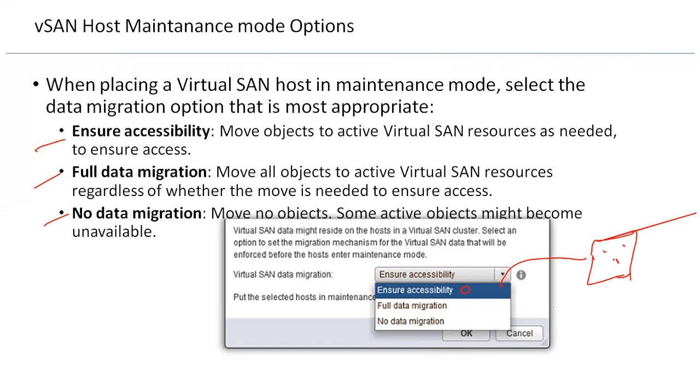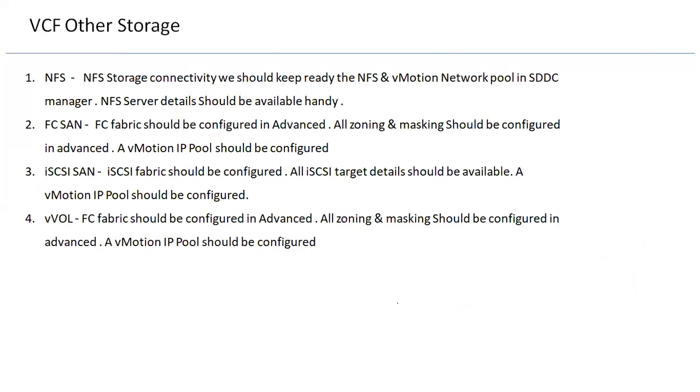Full data migration: if you permanently want to evacuate the node from the cluster, then use full data migration. No data migration: if you want to just shut down your vSAN cluster, you want to push the host into maintenance mode, then you can choose the no data migration option.